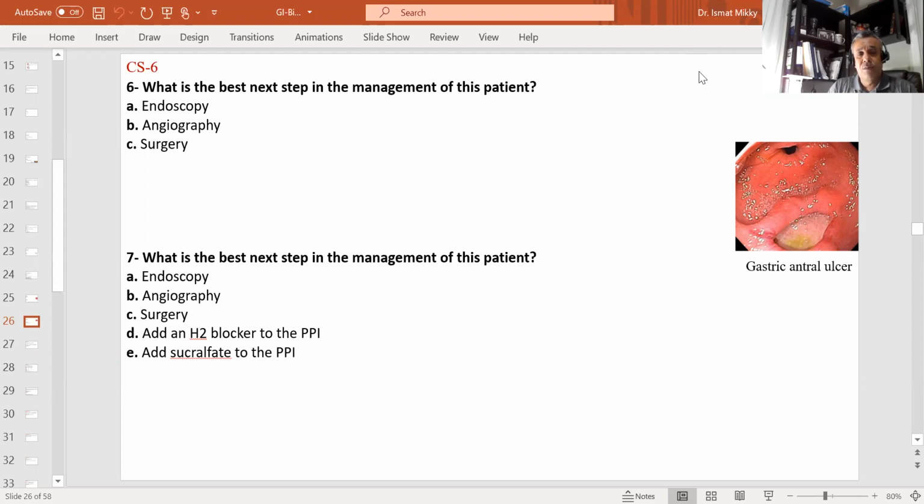So for question number 6, we said angiography. If the answer was something like a nasogastric tube, it doesn't have any therapeutic role, doesn't do any kind of therapy, and it will not stop the bleeding either. After the angiography, two orders were added, the BUN creatinine and CBC.